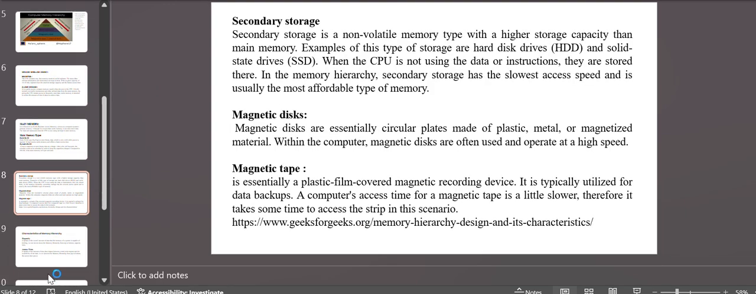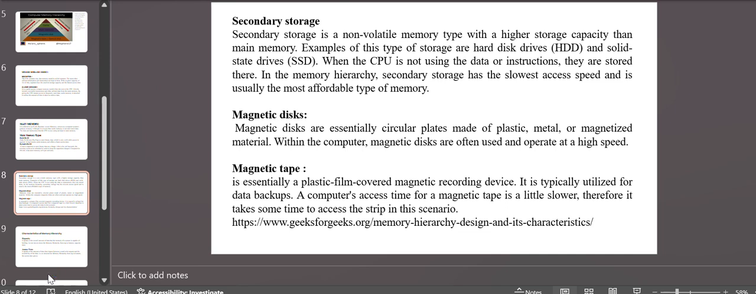Secondary storage. Secondary storage is non-volatile memory with higher storage capacity than main memory. Examples of these types of storage are hard disk drives and solid state drives, which hold the data or instructions the CPU is not currently using. In the memory hierarchy, secondary storage has the slowest access speed and is usually the most affordable type of memory.